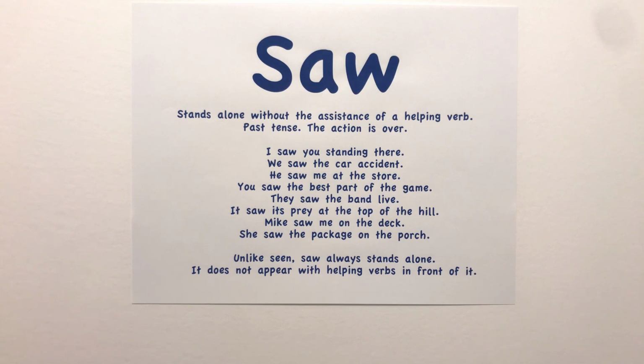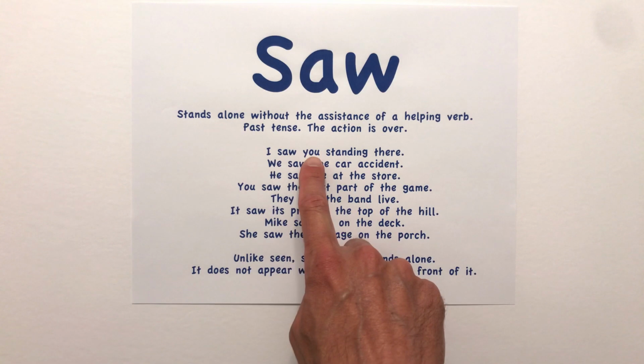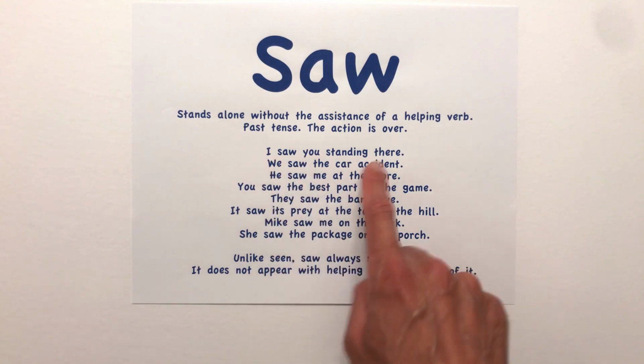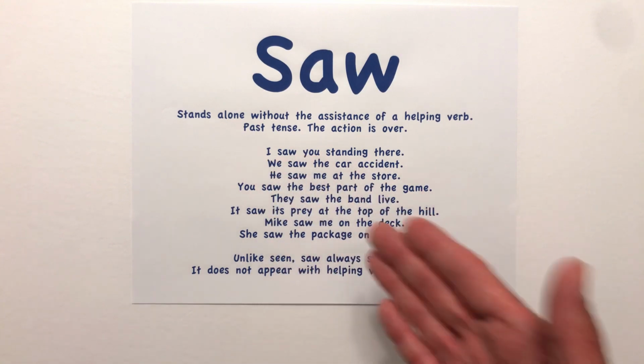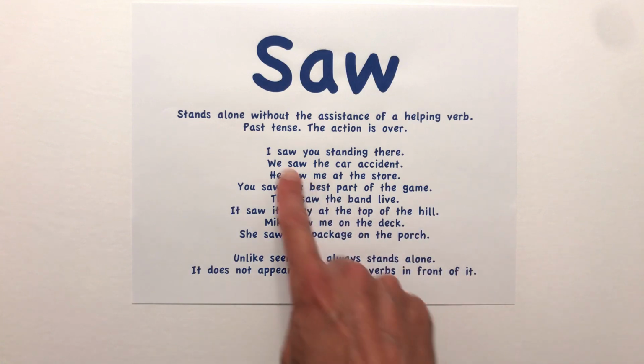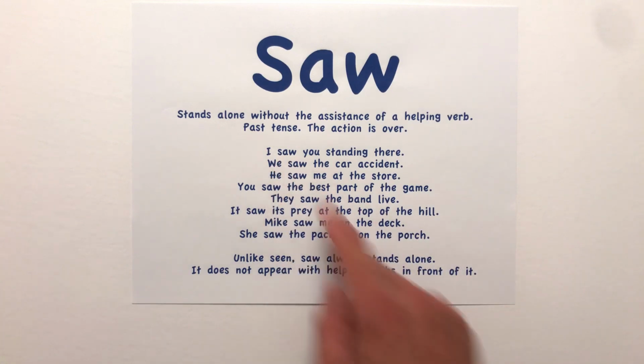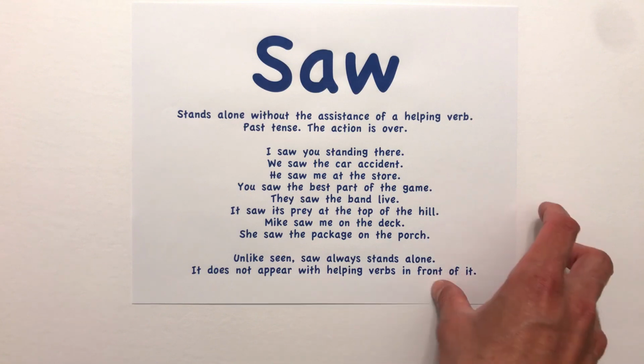It does not appear with helping verbs in front of it. And you can see that here with I saw you, or I saw you standing there. I saw you could be the sentence, and saw is standing alone. It doesn't need another word to communicate what it's trying to communicate. Now let's get into the word seen. And we'll start with the big mistake that you'll often see.